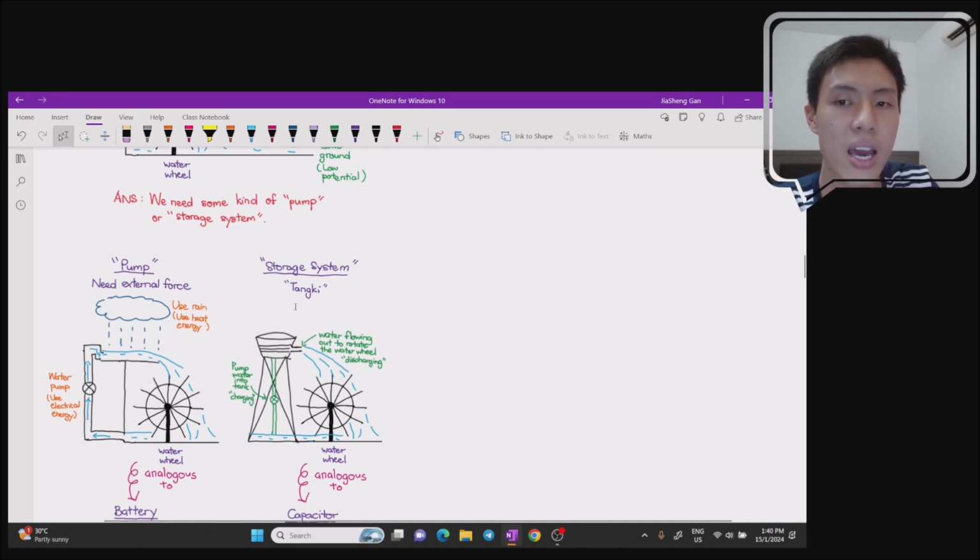Another way of bringing water to a higher ground is to use a storage system, or as we call it in Malaysia, the tangki. So how does the tangki work?